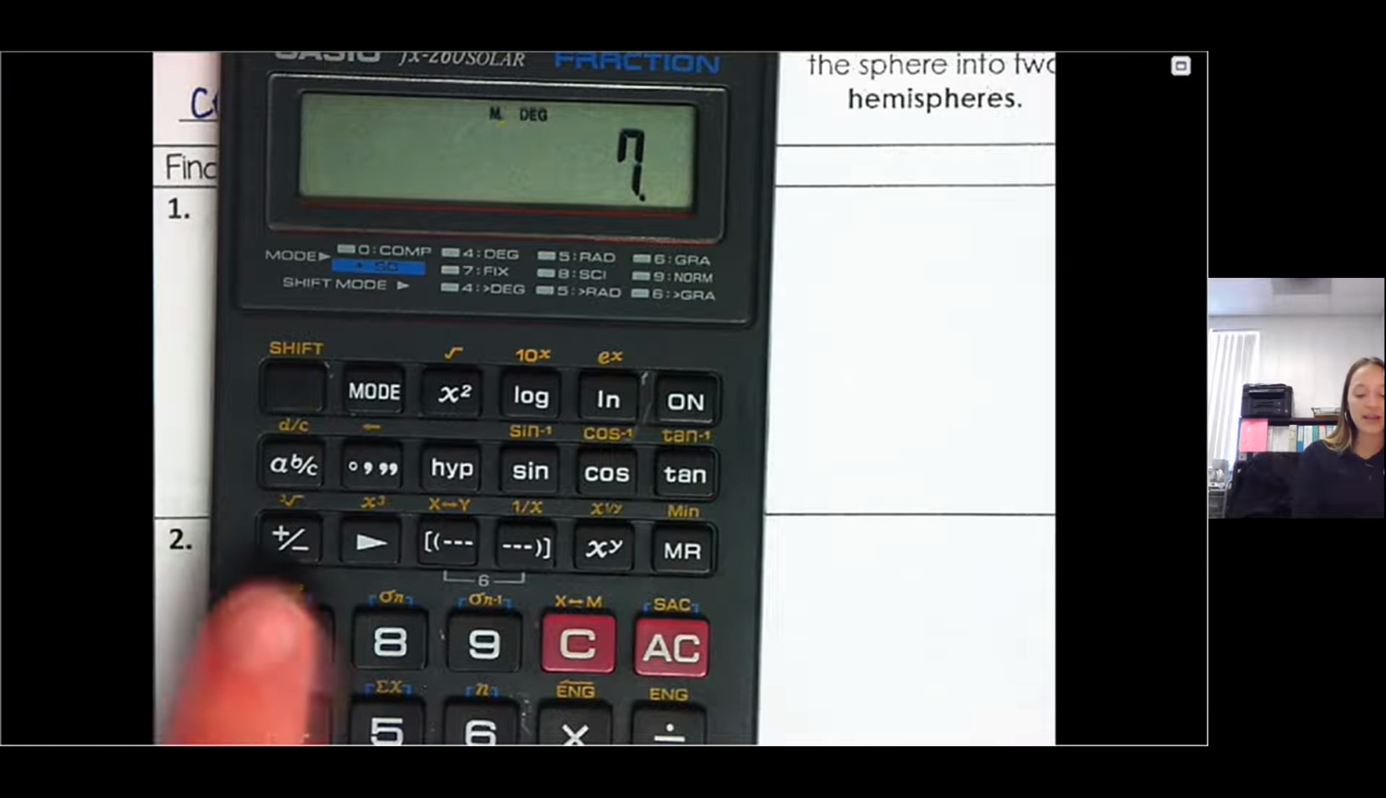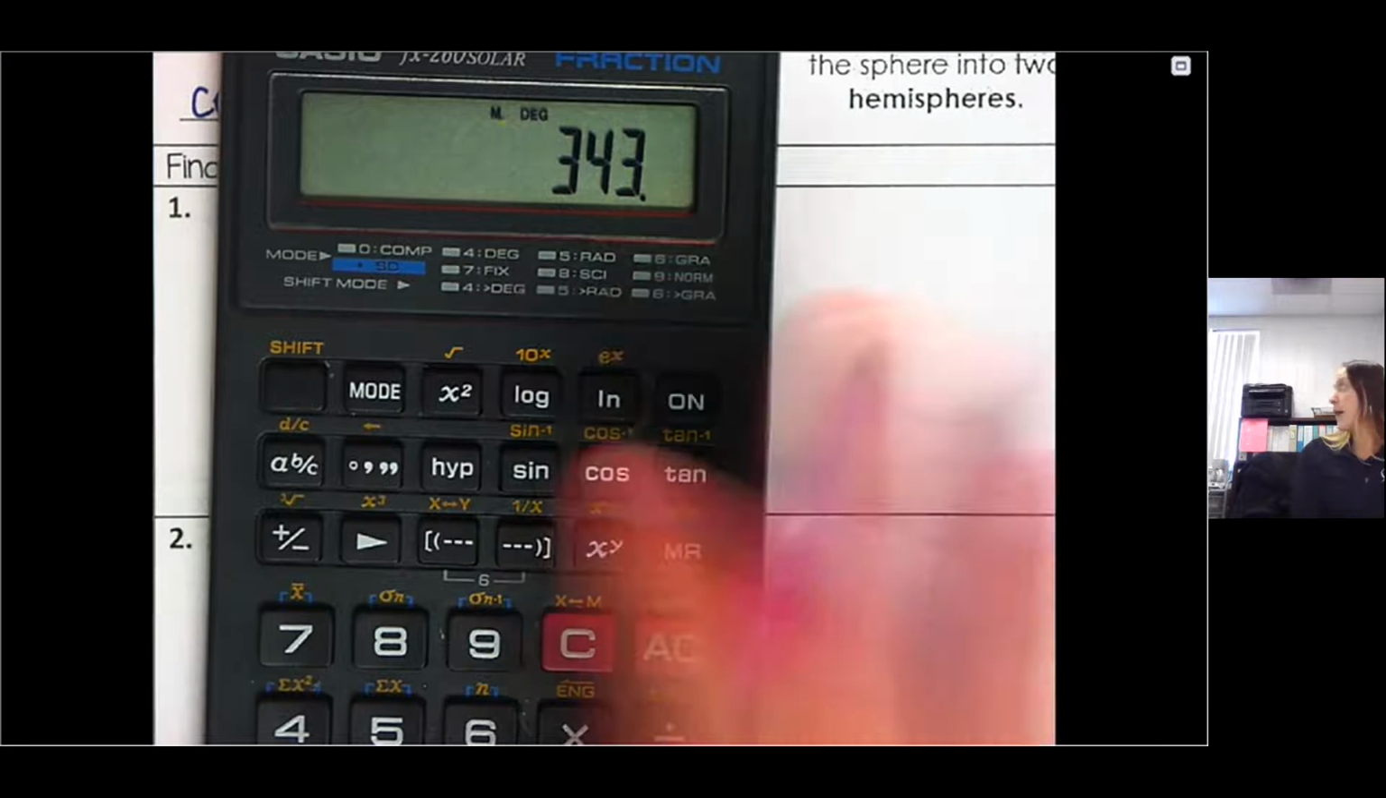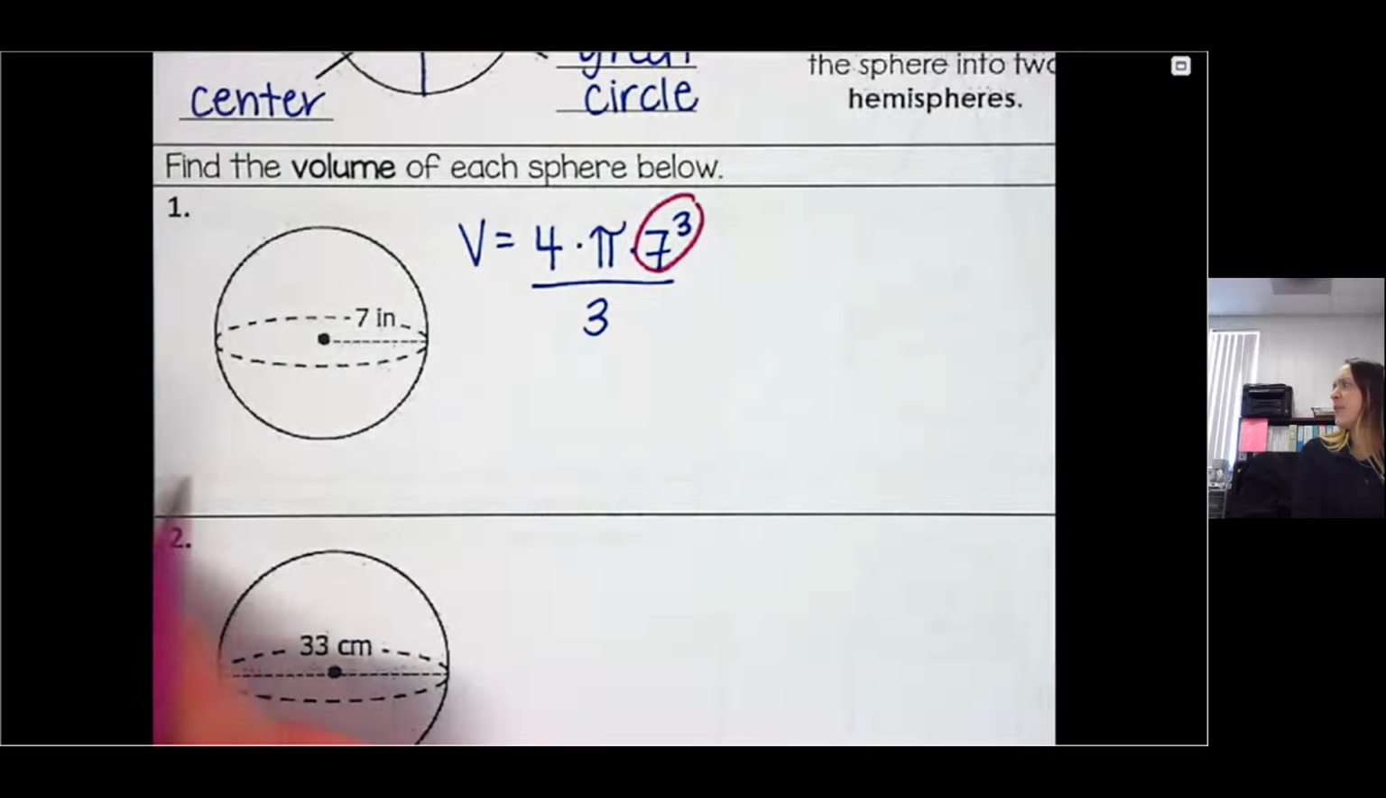So you would put 7, X to the Y, 3. So that means 7 to the third power. And then you push equals. So then that way you don't even have to worry about the shift button. Okay. But it's up to you to kind of do it however you want.